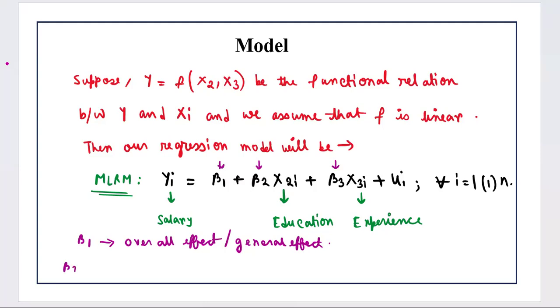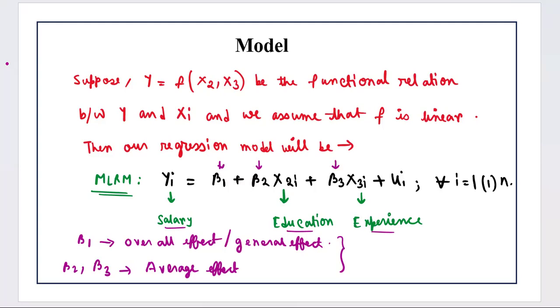Now you have two other parameters, beta 2 and beta 3. They are known as the average effects. They are the average effect of education and experience on salary. So if you go by this example, beta 2 will represent the average effect of education on salary, and beta 3 will represent the average effect of experience on salary. This is how you interpret the parameters of your particular model.